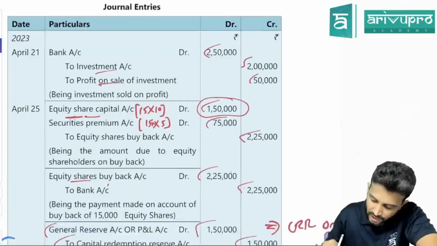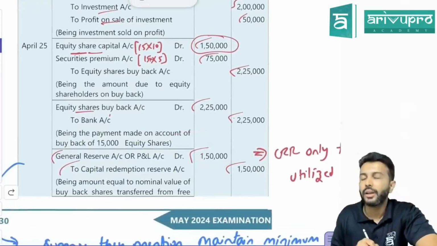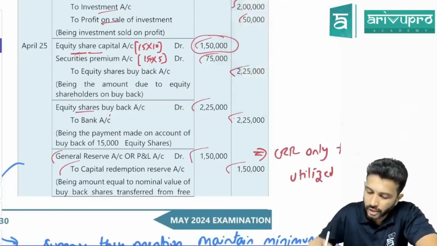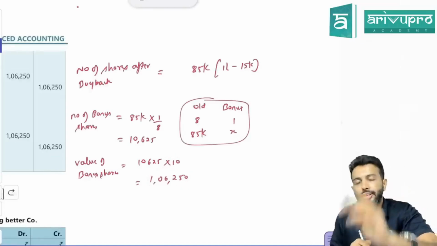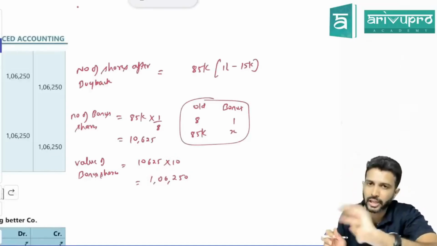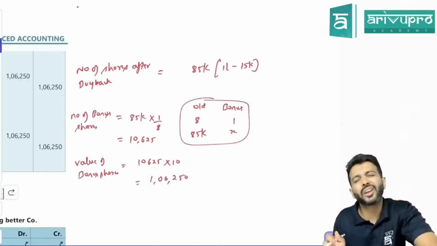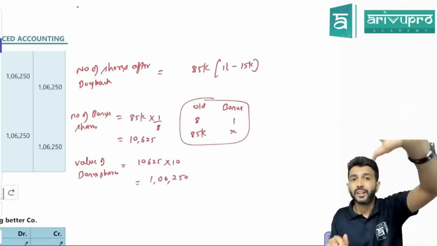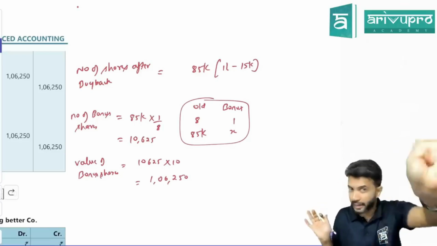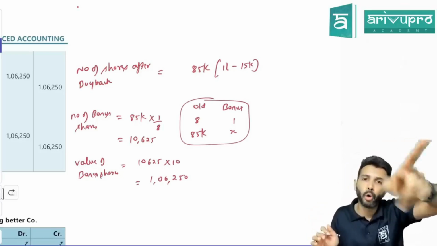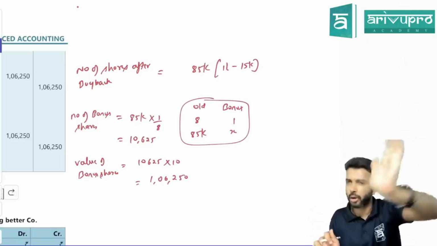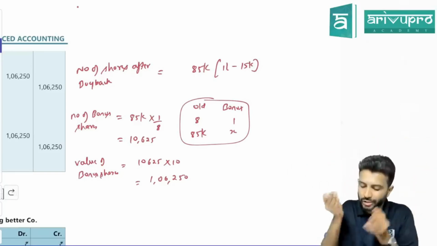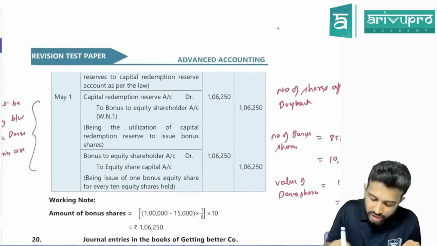Go back. How much CRR did you create previously for buyback? 1,50,000. How much do you need for bonus issue? Only 1,06,250. So do we have enough balance or a shortage? In CRR we have enough balance. So tell me the journal entry for bonus issue. CRR account debit to bonus to shareholders account. Then bonus to shareholders account debit 1,06,250 to equity share capital account.